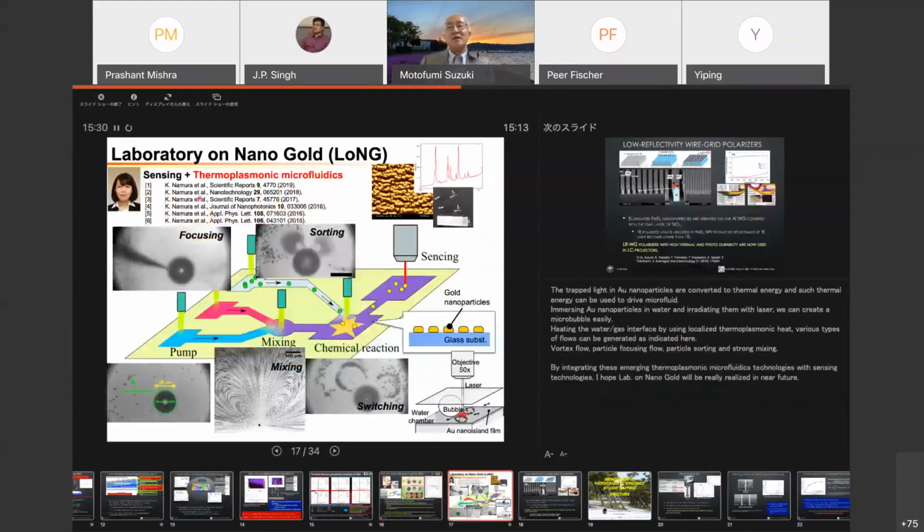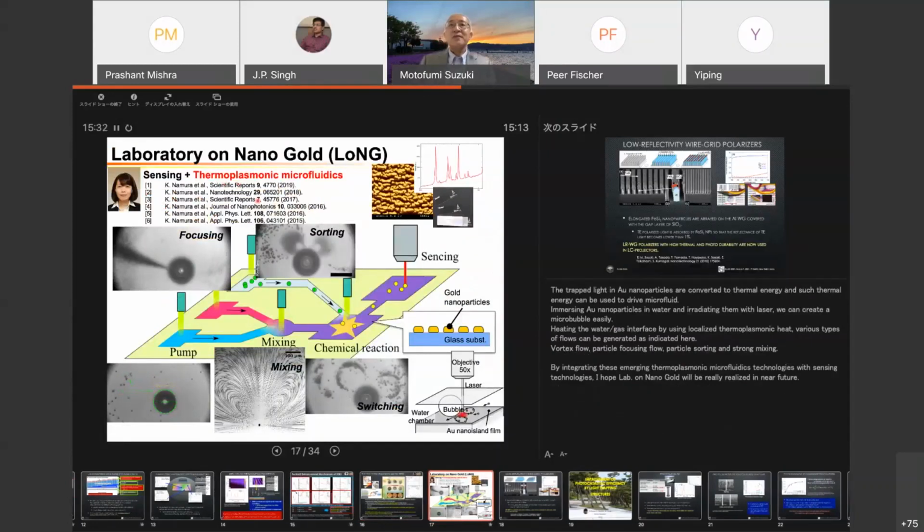The second topic is thermoplasmonics. The trapped light in the gold nanoparticles is converted to thermal energy, and such thermal energy can be used to drive microfluidics. So imagine gold nanoparticles in the water and irradiating them with a laser, we can create a microbubble easily.